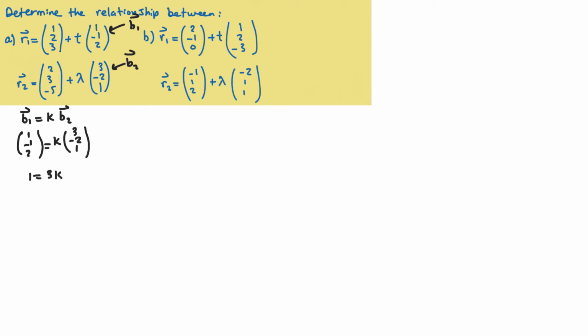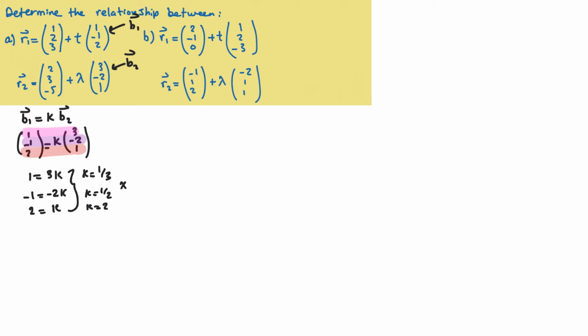That's coming from the first set. And then we've got the second, the y value, and the z as well. So we've got -1 is equal to -2k, and 2 is equal to k. We can see that the k value is different for each one. k is equal to 1 over 3 for the first one, k is equal to 1 over 2 for the next one, and k is equal to 2 for the third one. So for sure they are not parallel.